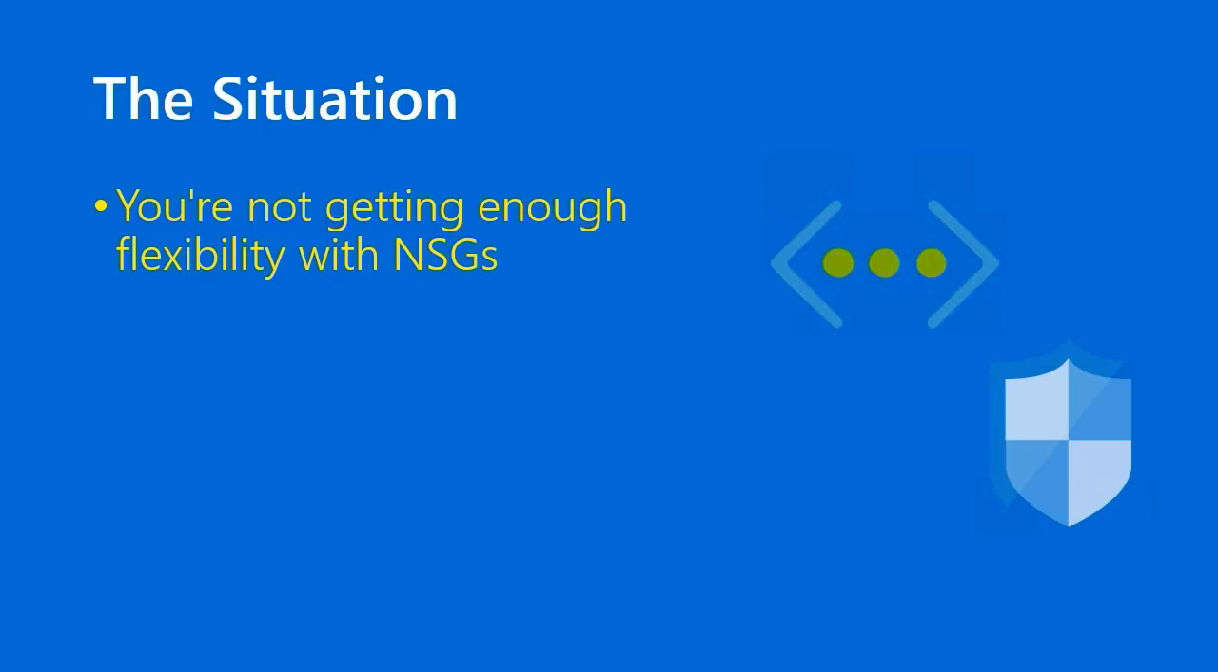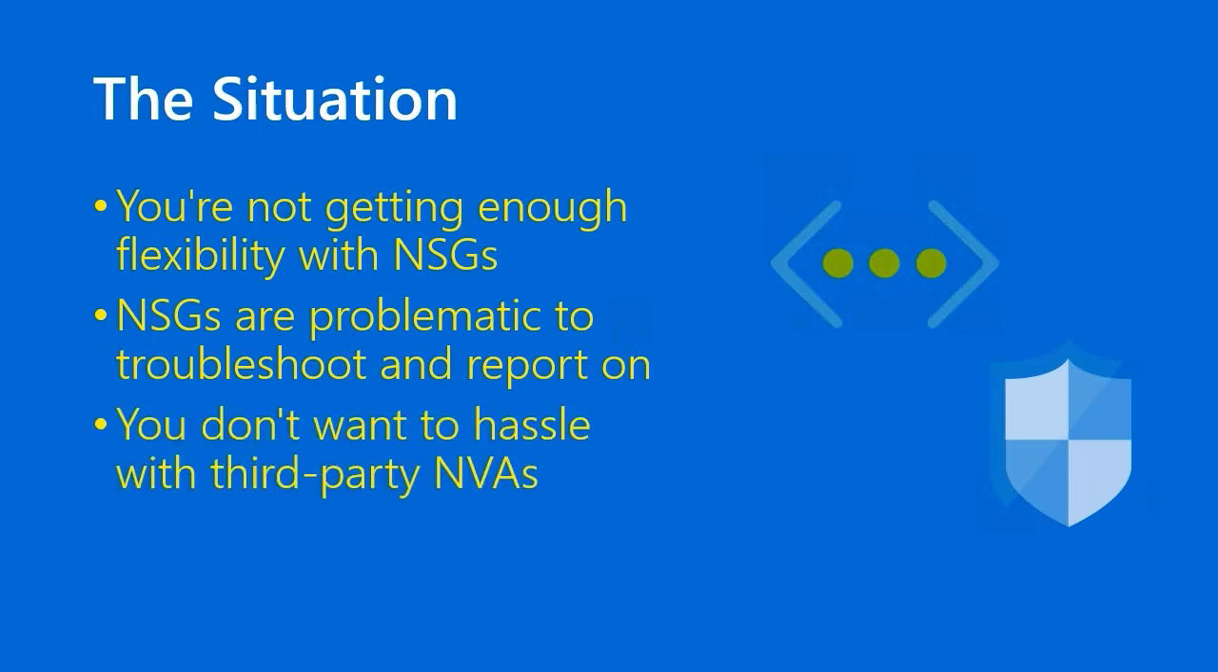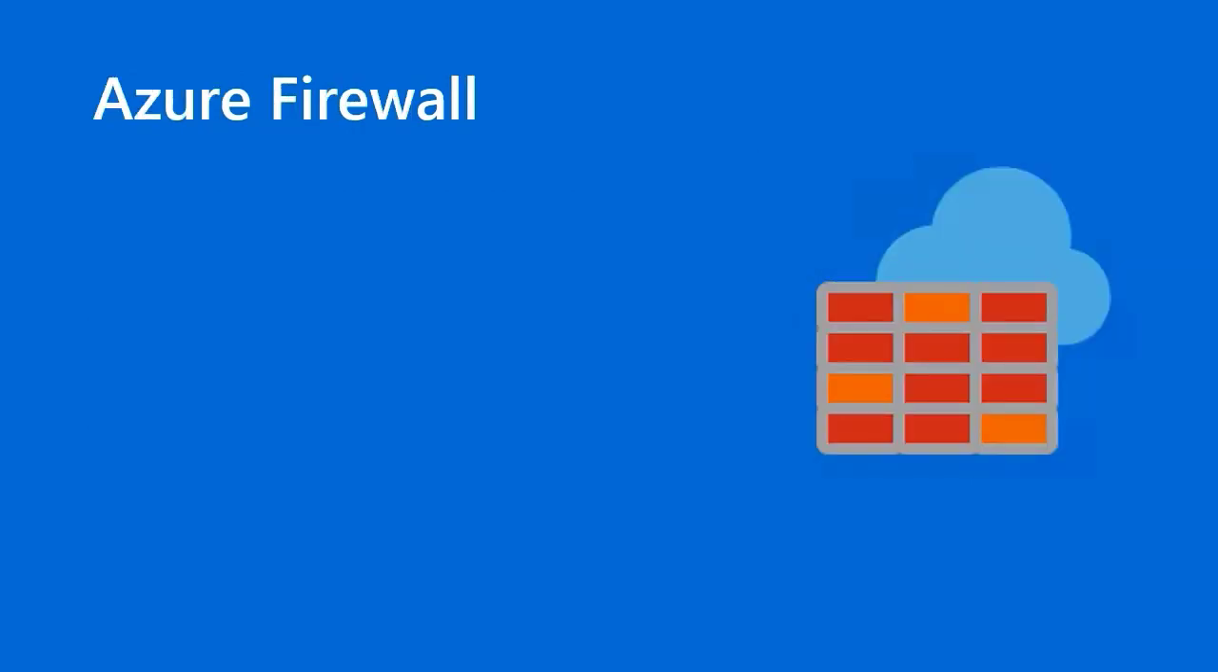You want a more robust firewall that works higher on the Open Systems Interconnection, or OSI, network model. You may also find that network security groups are problematic to troubleshoot as well as generate reports on. And lastly, you realize you need a more powerful firewall solution, but you don't want to hassle with the extra configuration and cost of third-party network virtual appliances available in the Azure Marketplace. One option, available directly within Azure by Microsoft, is Azure Firewall.